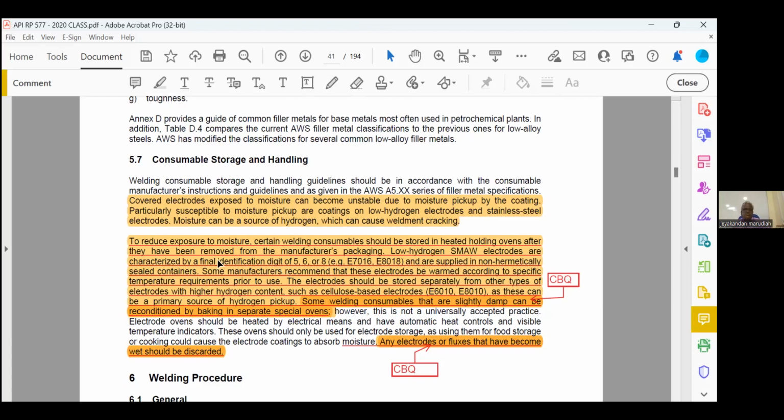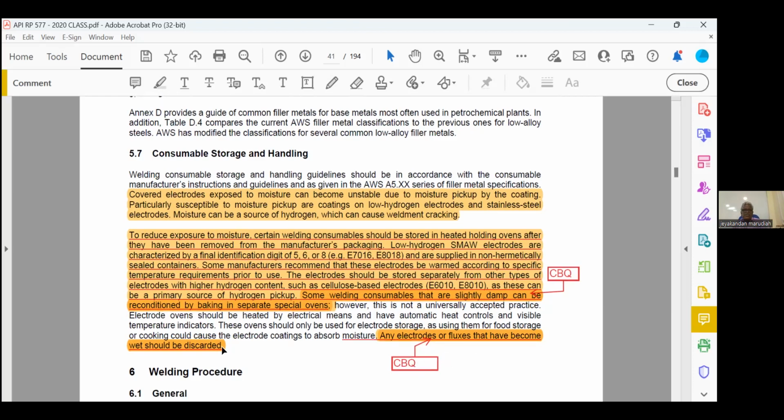Okay, highlight this one, 5.7. These 3-2 lines: some welding consumables that are slightly damp can be reconditioned by baking in a separate special oven. That is closed book. And the last line, any electrode or flux that becomes wet should be discarded. That is closed book.